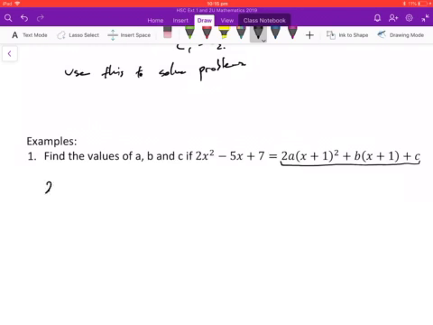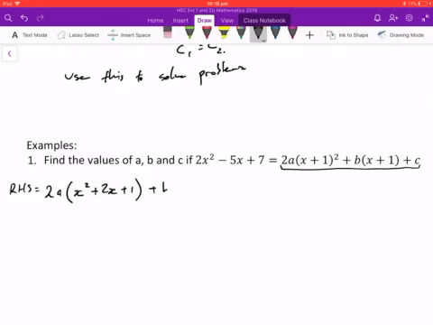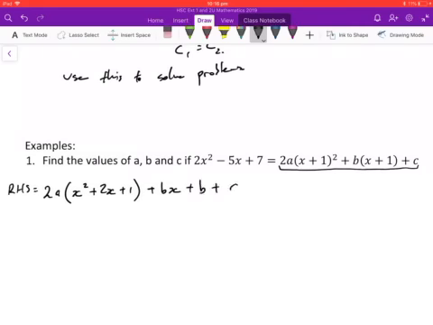So first, it's actually the right-hand side, isn't it? The right-hand side is equal to 2a outside. I'm going to expand those brackets. (x plus 1) all squared is x squared plus 2x plus 1. Plus, I'm going to expand these brackets: b outside of (x plus 1) is just bx plus b. And then we've got plus c there.